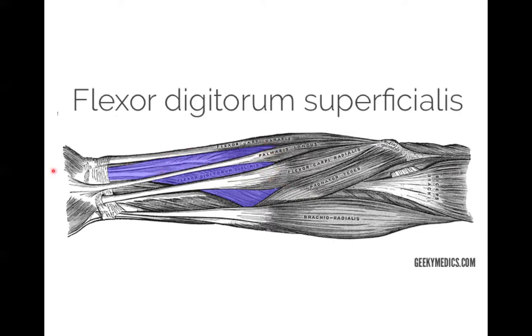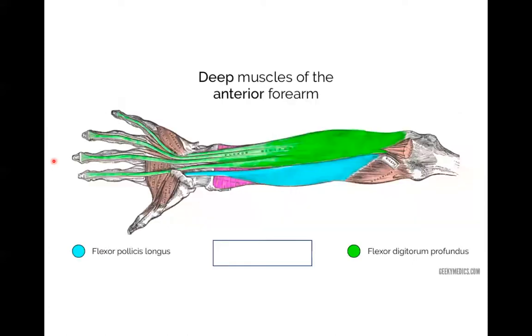And at its insertion, it splits into 4 different tendons that travel to fingers 2, 3, 4, and 5 to be able to flex those fingers. In the deep compartment, there are 2 muscles that you need to know about. And these are ones that wouldn't be easy to see on the cadavers or on models because they're obscured by that superficial compartment and by flexor digitorum superficialis in the middle compartment.